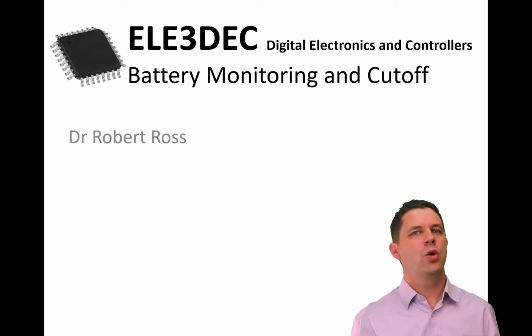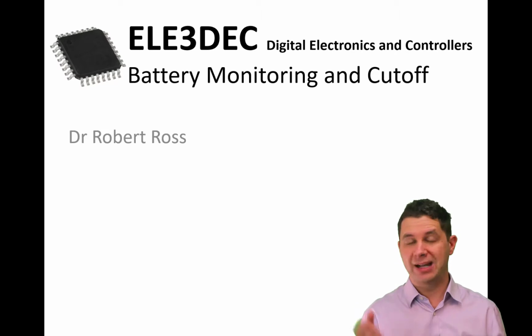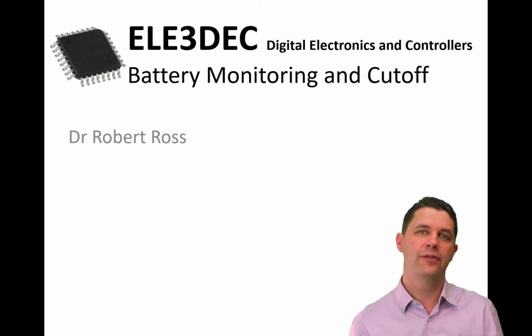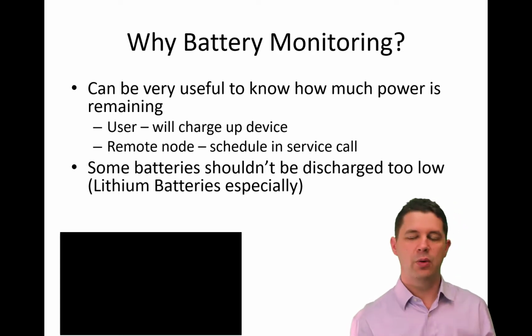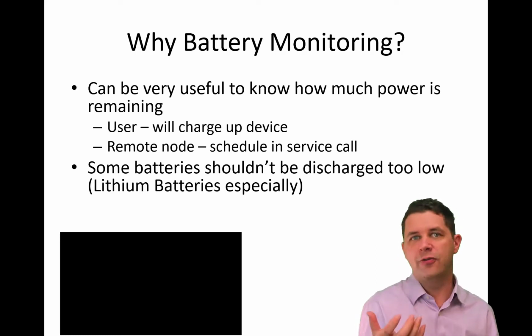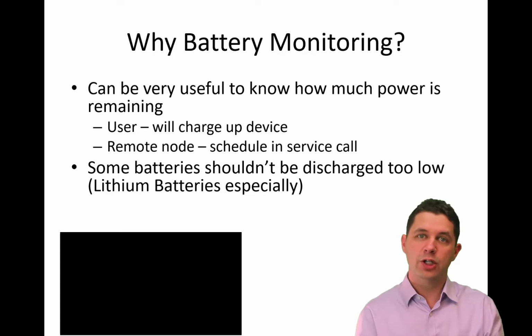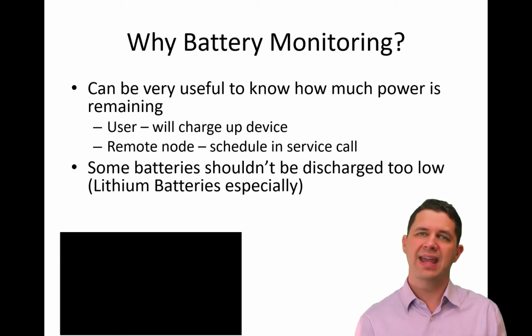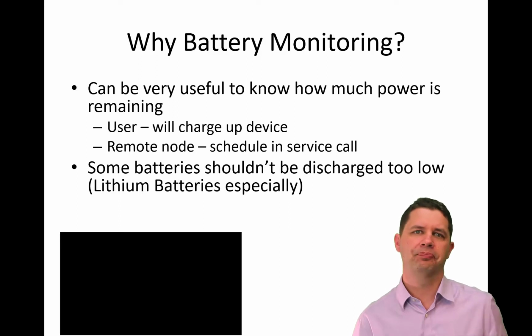In this video, we'll be talking about battery monitoring and cutting off batteries before they get too low, for example. Now, there's lots of reasons why it can be very useful why we do battery monitoring. For example, when our user looks at their mobile phone, it's very helpful for them to see how much charge they've got remaining, so they can know they'll put it on charge, or they know they can go out and reasonably expect it to work for a given period of time.